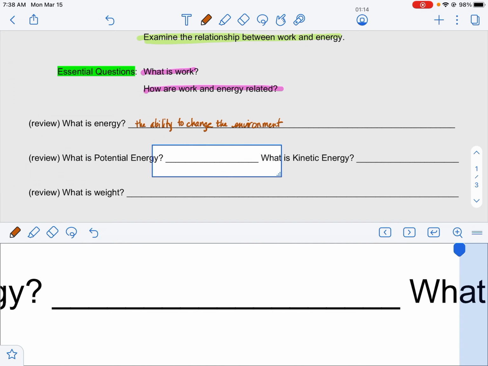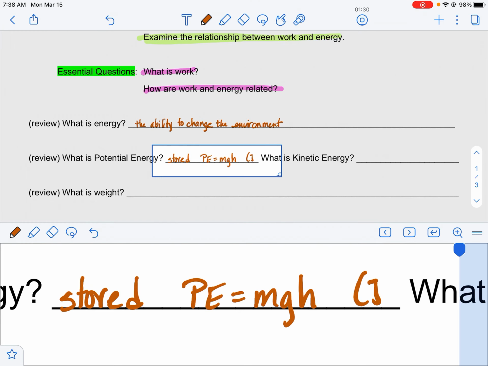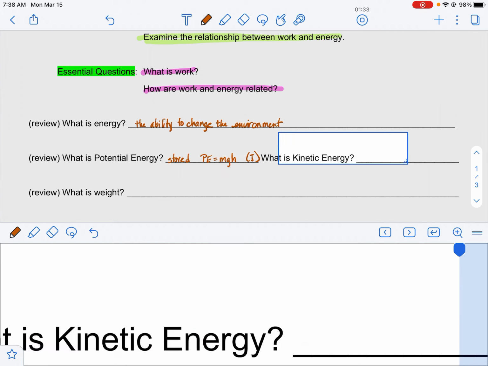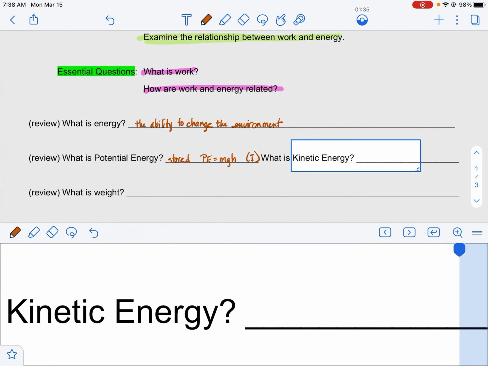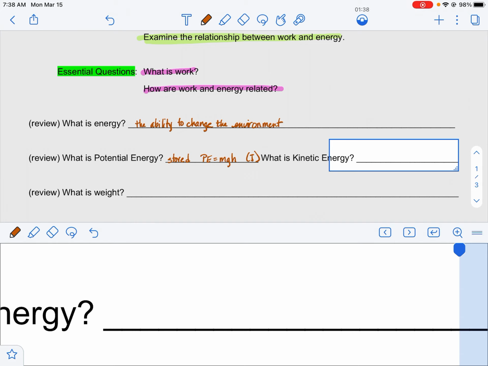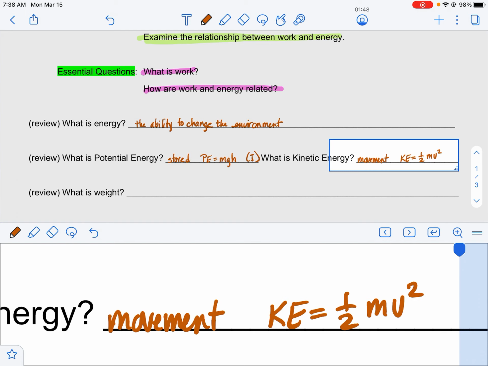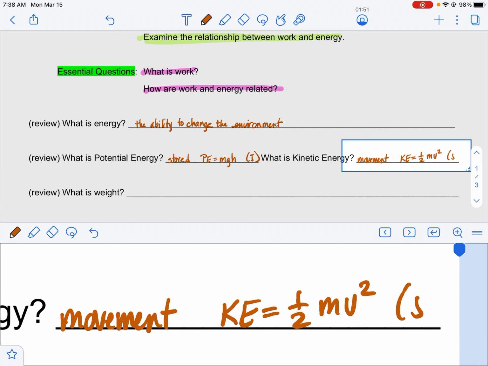We have focused on two types of energy. So we have focused on potential energy, which remember is energy that's stored, and mostly we're using gravitational potential energy. So when you lift something, our formula that we have been using is potential energy equals mgh. This, of course, is in joules. Kinetic energy is the other form of energy that we've been focusing on, and kinetic energy, remember, is the energy of movement. Anything that's moving has kinetic energy. And the formula we've been using here is kinetic energy is 1/2 mv squared, and of course it's also in joules.